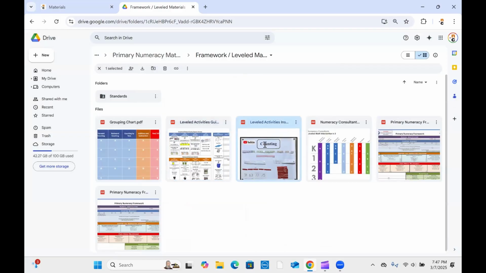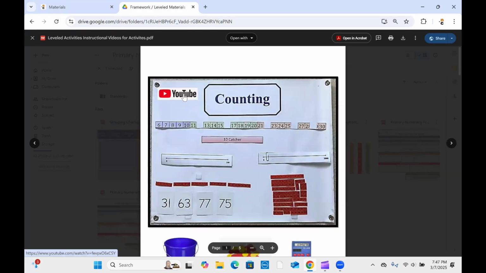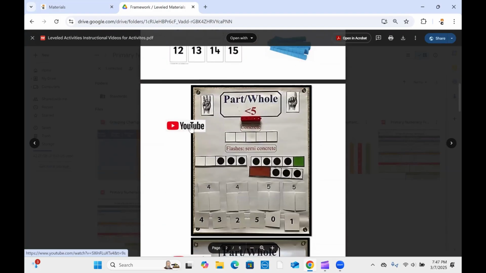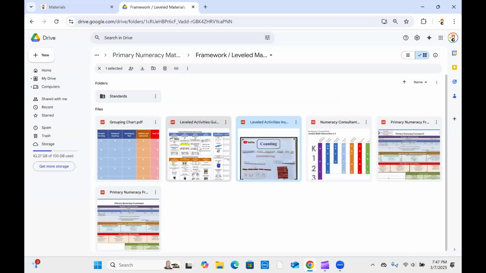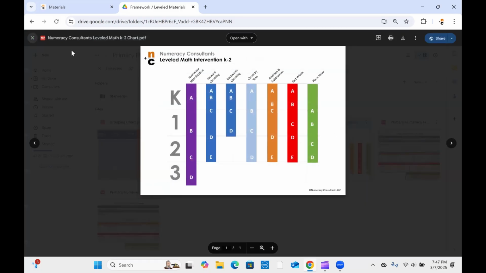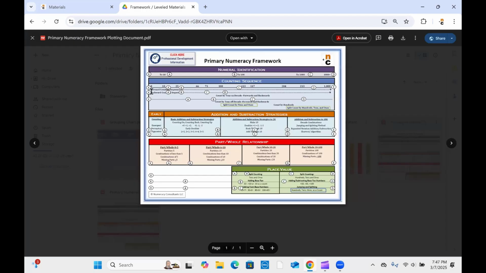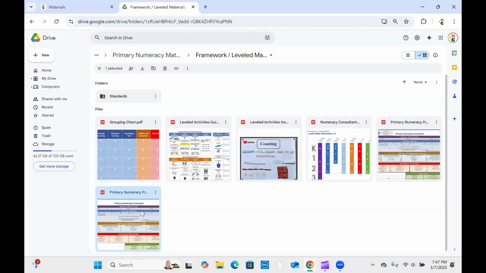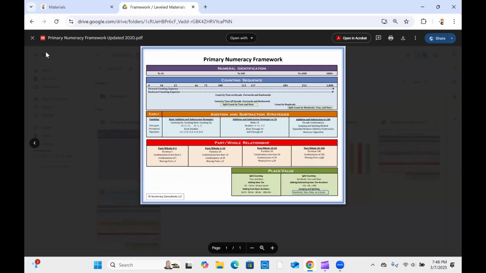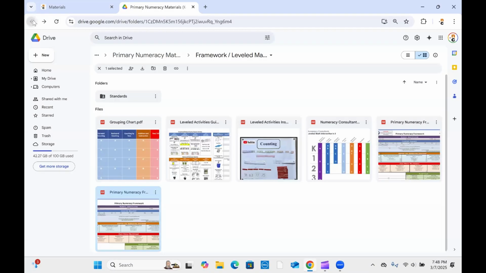Right here is the level activities. What happens is if you click on this YouTube link, it will actually show you how to do those activities that are there. So this video right here goes along with the level activity guide. Then you have this little cheat sheet where you can go ahead and watch the videos. We have the leveling chart. You have the framework in here. One of the frameworks has the plotting dots on it, which is the one you'll use. The other one is just a clean framework of what it looks like without the plotting dots.